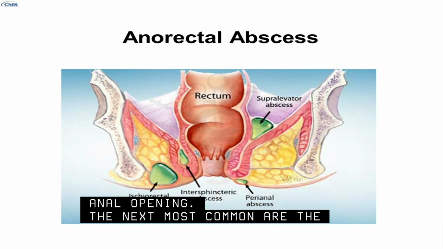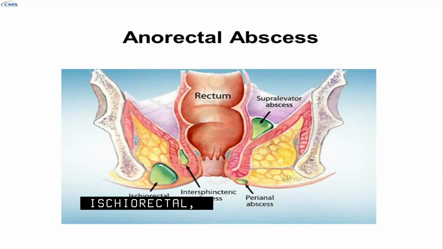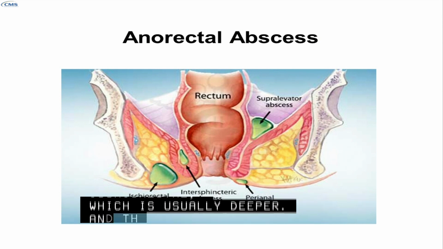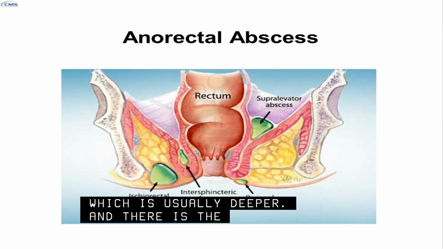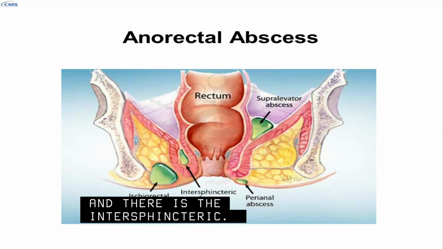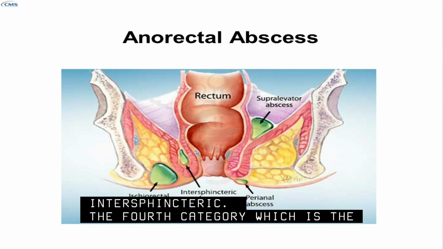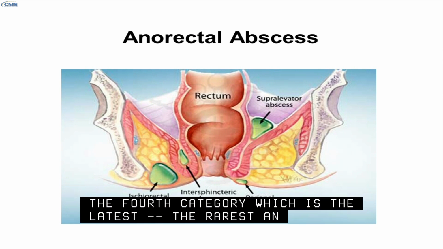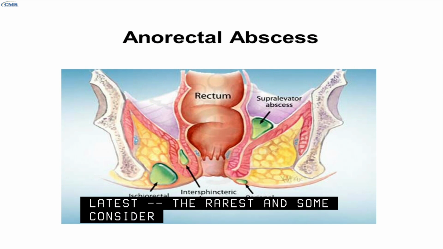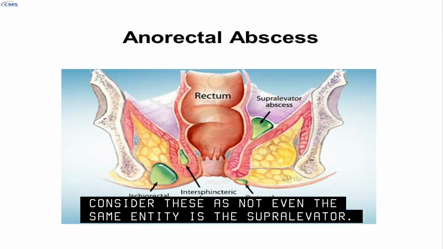There's also a category called intersphincteric, and I emphasize the inter because it's between the 2 sphincters rather than within a sphincter, and thus the distinction from the prefix intra. And then the 4th category, which is actually the rarest, and some even consider these not the same entity, is supralevator abscesses, which could be thought of as a pelvic or even abdominal abscess, as it were.